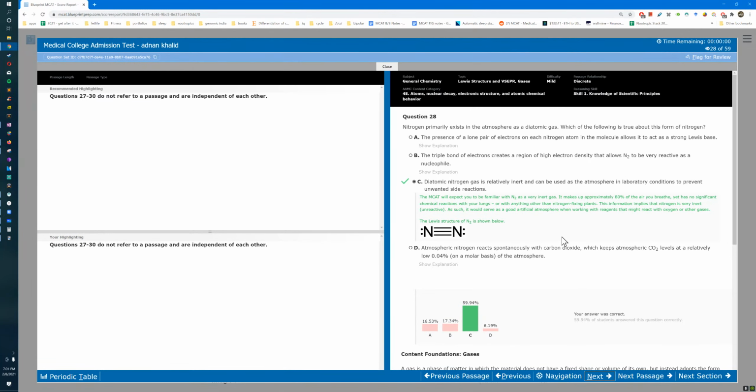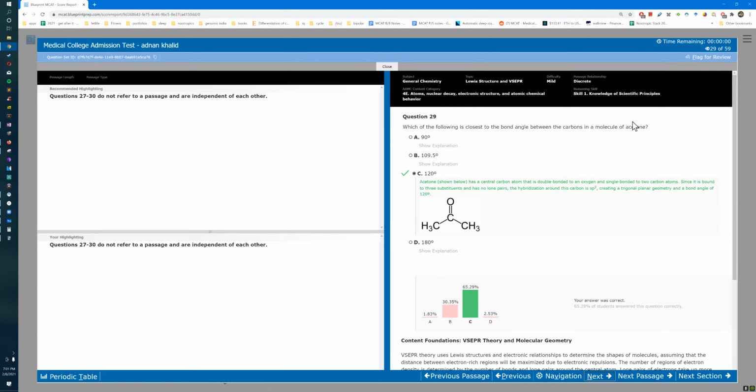This one, so nitrogen N2, it's the most abundant gas in the atmosphere, and it's basically inert. It doesn't react with anything. And in the laboratory, they can use that to provide something in the atmosphere that isn't oxygen, which reacts with things. So yeah, N2 is that.